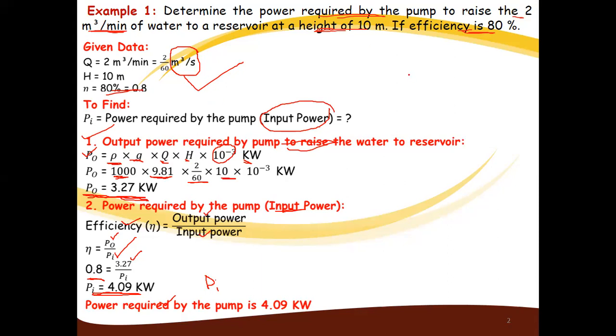Now for pump output power, it is nothing but this formula, that is rho g Q H. That is nothing but the output. Output power is the mechanical power or hydraulic power or hydraulic energy, and input power is your electrical energy. So electrical energy is the power required to drive the pump. It is 4.09 kilowatt. So this is the first problem.